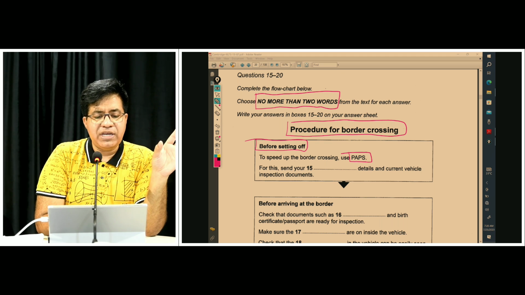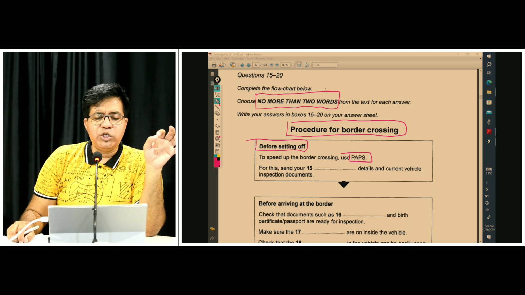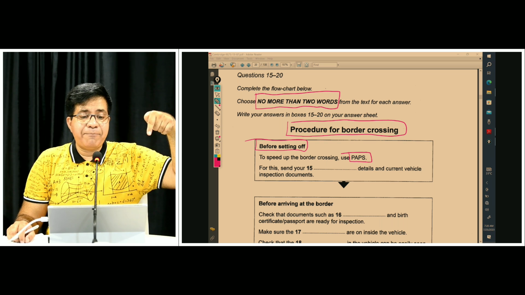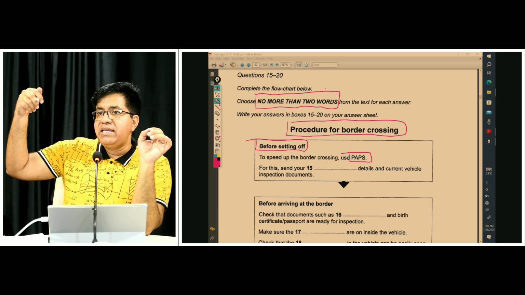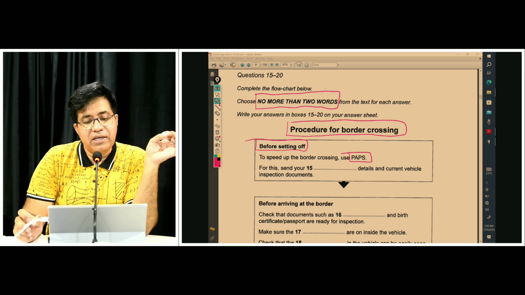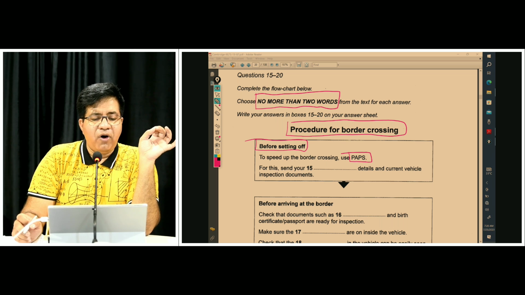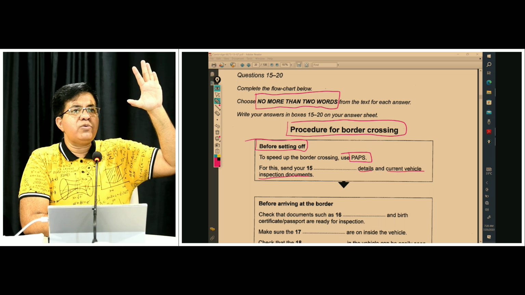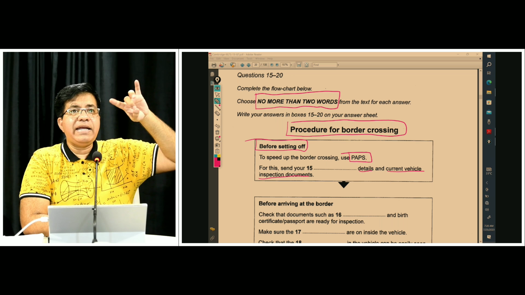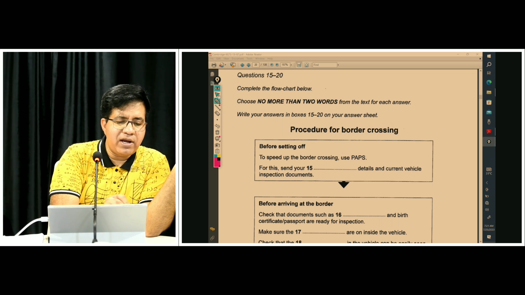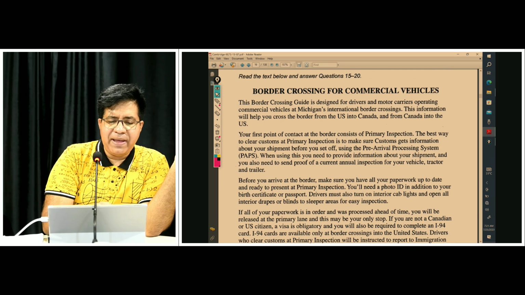But don't go to the passage, first we read the question. They said to speed up the border crossing, use perhaps. For this. Now what do they mean by this? For using perhaps. Okay, for this. Again, in listening yesterday, the words this, these, that were very important. Same is the case in reading. To speed up border crossing, use perhaps. For this, send your dash details, current vehicle inspection documents. Now look here. You need to send 2 types of details. One is related to your vehicle and one is missing information, and we go back and we see where they mention that thing. Now can you see the word perhaps?